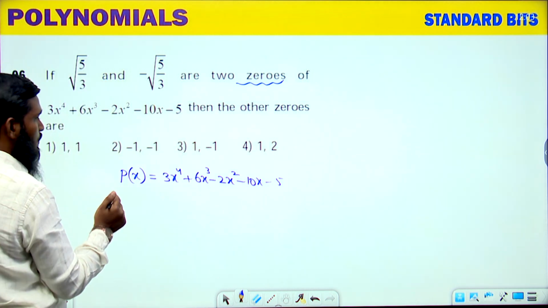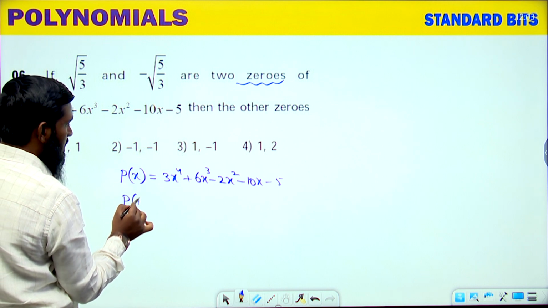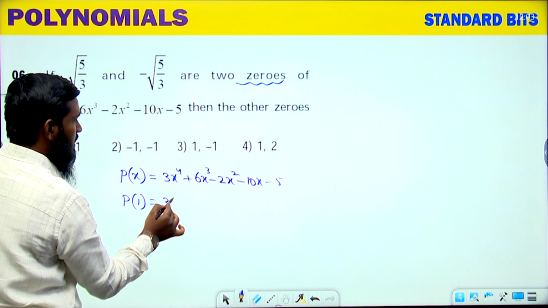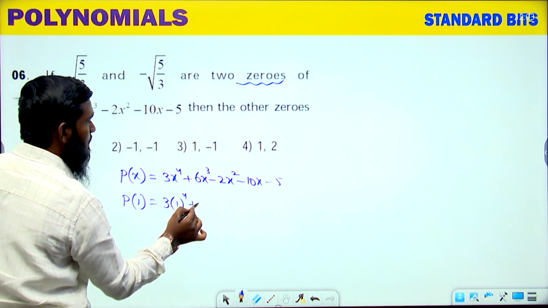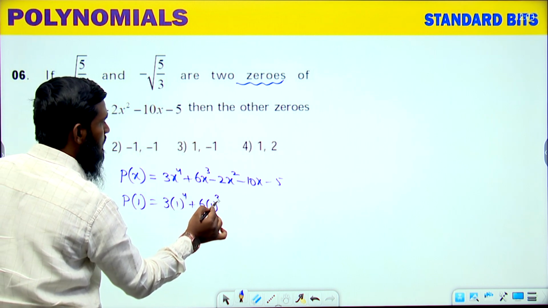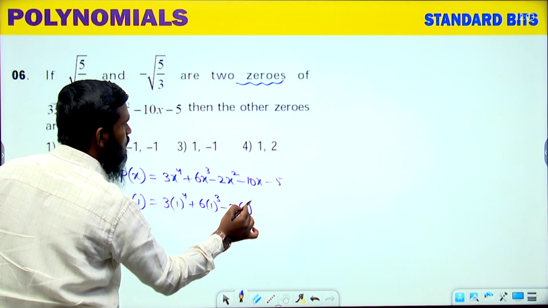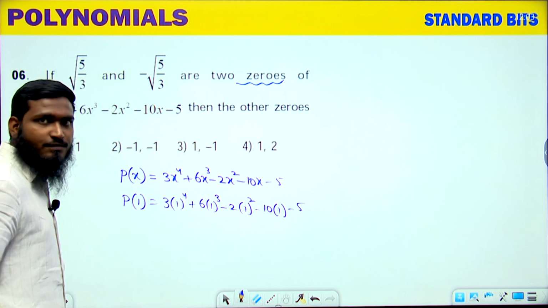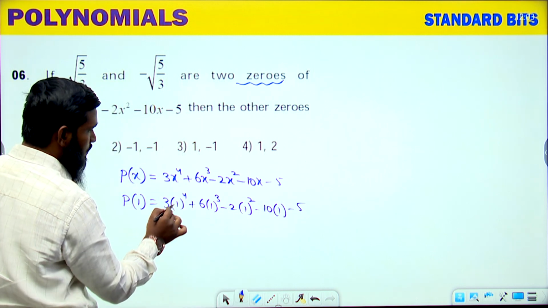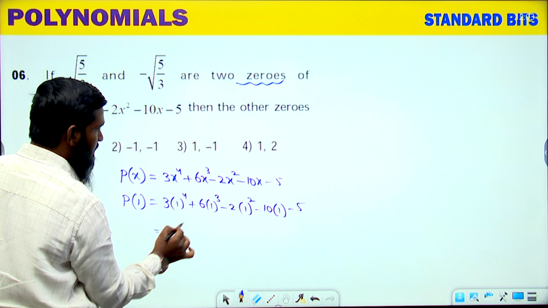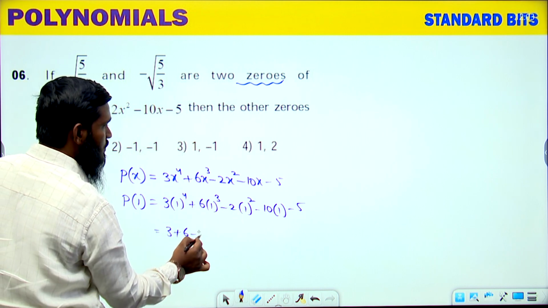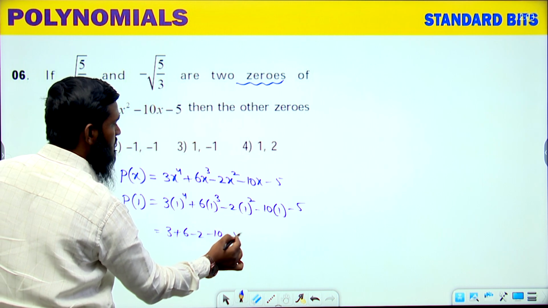Now as we have 1 over here, let us try with 1. If you try with 1, in the place of x we write 1. So what will happen now? 3 into 1 power 4 plus 6 into 1 cube minus 2 into 1 square minus 10 into 1 minus 5. Now let us simplify this part. 1 power 4 means 1, 3 ones are 3; 1 cube means 1, so plus 6; then minus 2, minus 10, minus 5.